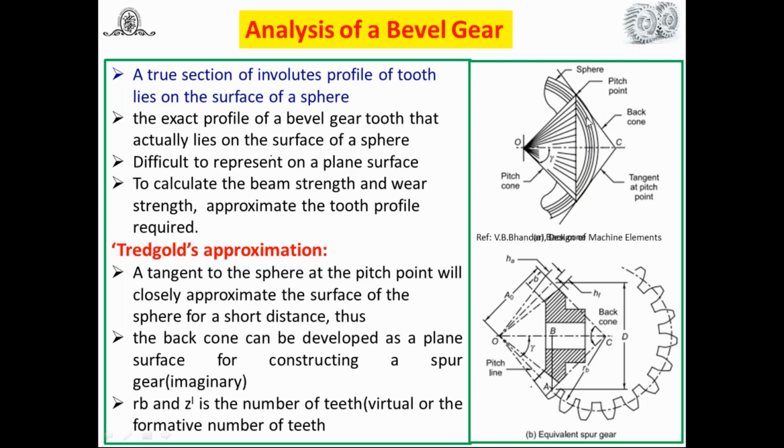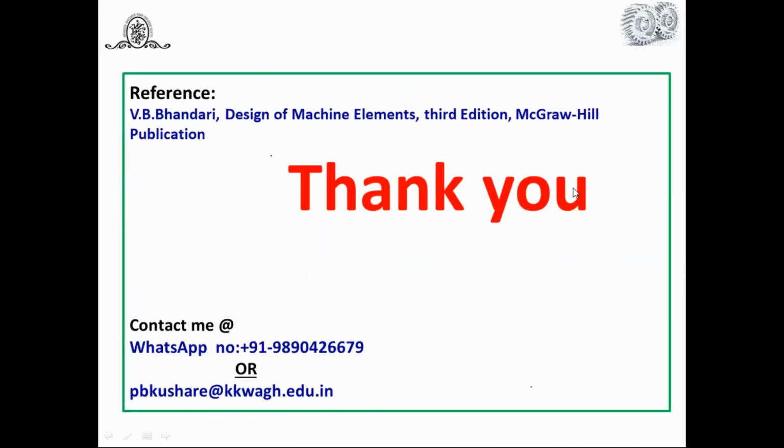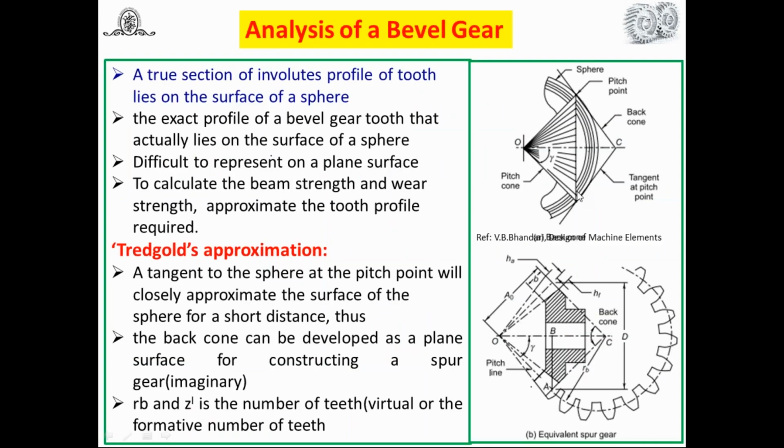This is one thing. The second thing is how it is constructed. Where the pitch point of this back cone is, from the center C we will get some distance from this pitch point to this tangent at the pitch point. We can construct it considering this radius RB, the back cone radius. So what we can do is construct one gear, that is the formative gear. Now here, look at this RB, the back cone radius, from this point or from this point, on any side you can construct.